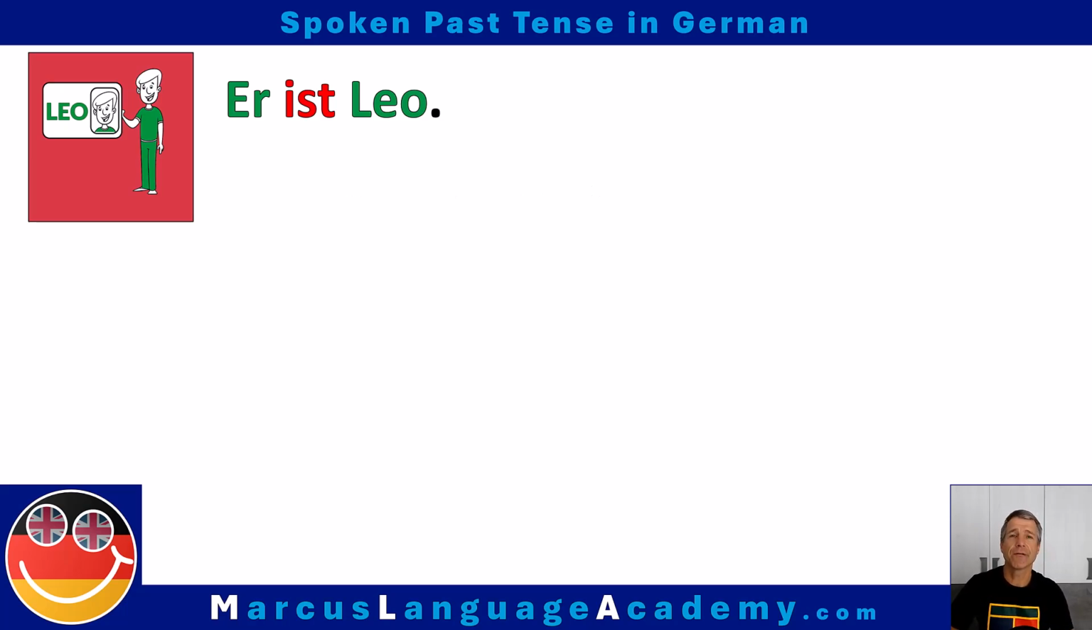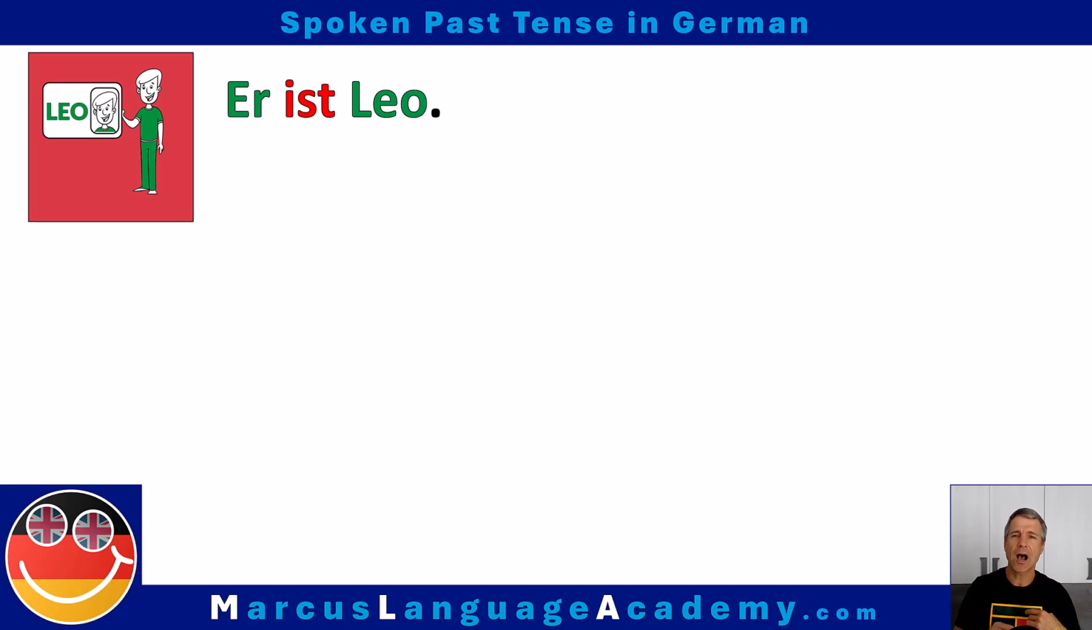Here we have an example: "Er ist Leo." He is Leo. That's actually part of my beginner's course, and you see an image here because in my course every sentence has an image and I use colors. We have the green color for "er" and "Leo" because it's nominative, the subject of the sentence. The background color is red and the verb here is red because it's an irregular verb. So I use colors to explain the grammar, but this is not the topic today because this is in present tense.